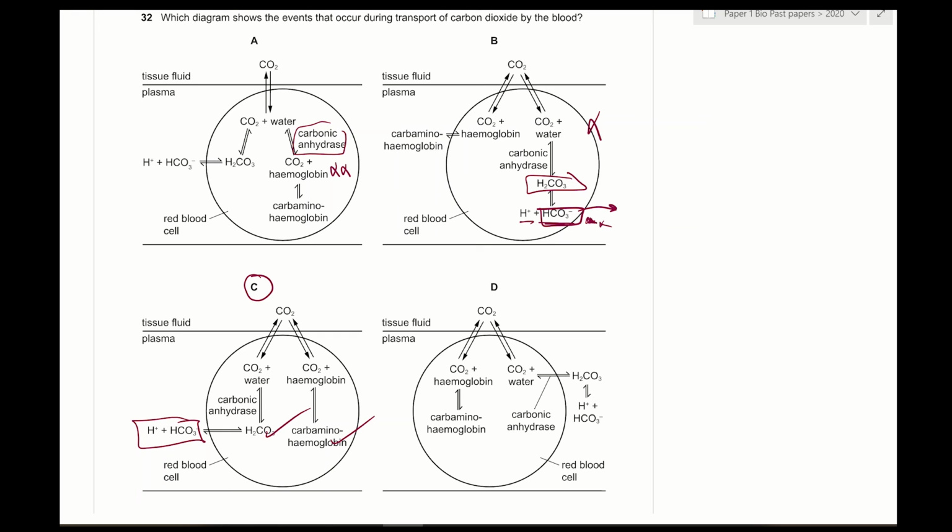Now D. The error here in D is that it's assuming that carbonic acid has left the red blood cell first, then started dissociating. This is incorrect. Carbonic acid dissociates inside the red blood cell, then bicarbonate ions leave the red blood cell. Therefore, this is incorrect, and the correct answer is going to be C.